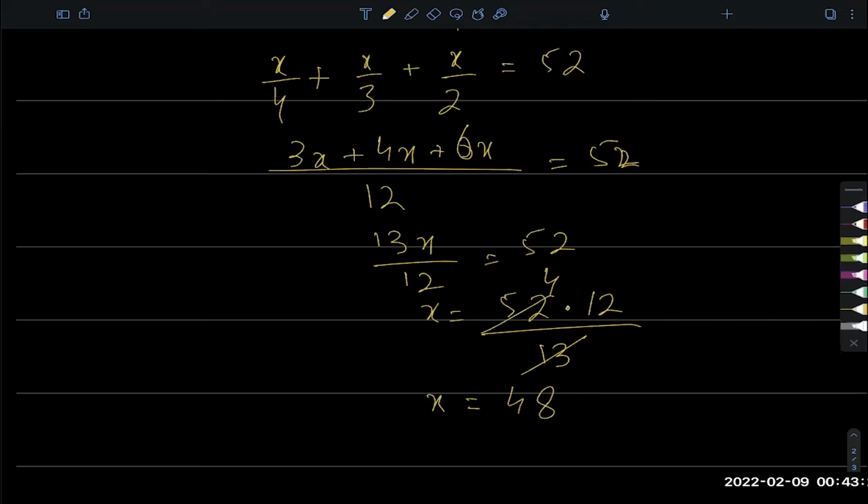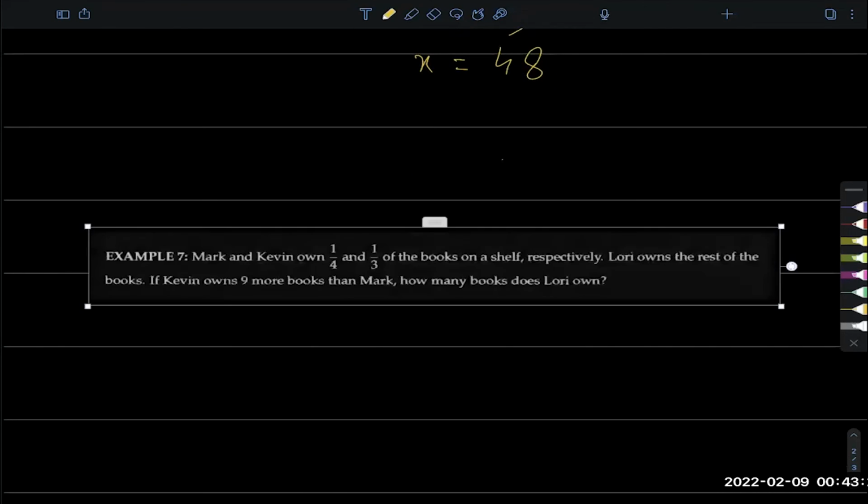All right. But yeah, that's the method. Do you understand the method? Yes. Okay, let's try this one.